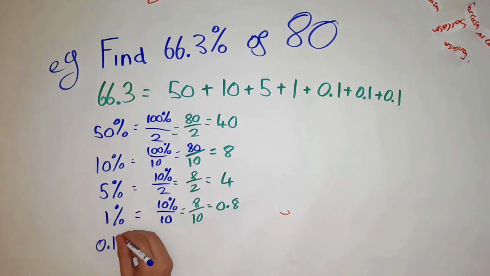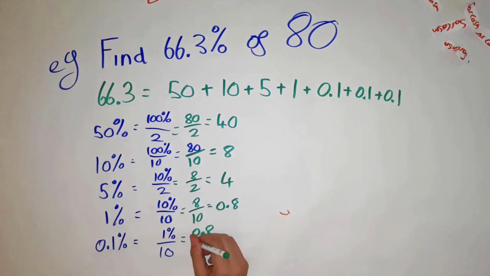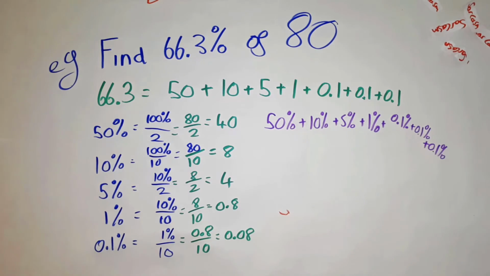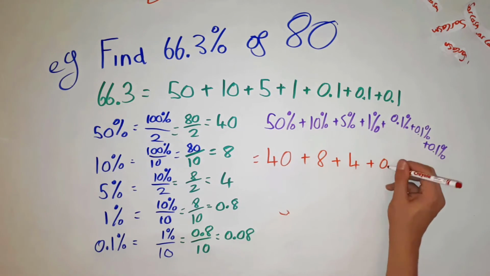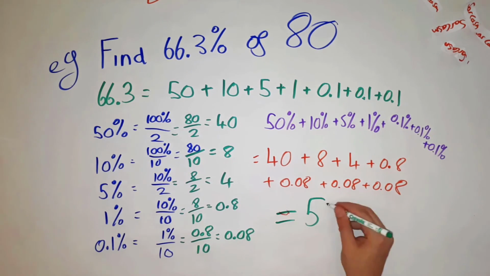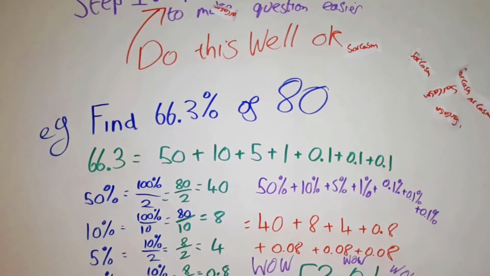If we want 0.1%, we do 1/10 of the 1%, giving us 0.08. We can then add 50% plus 10% plus 5% plus 1%, etc., being the values of 40 plus 8 plus 4 plus 0.8 plus the rest, giving us a final answer of 53.04. This is how to find percentages both with and without a calculator.